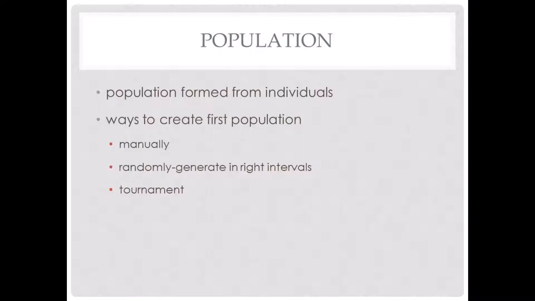There are three ways to create the first population. It's up to us how many individuals are in the population. We can manually set the parameters and make individuals, or we can randomly generate them in the right intervals, or we can do a tournament. It's something like a pre-process algorithm where we start with randomly generated individuals, and then after a while we choose the best individuals, and these best individuals create the first population.